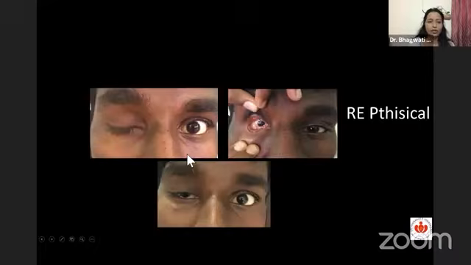This is another patient who is having a phthisical right eye. You can see the cornea is clear. So when we gave a shell to this patient, he was not able to tolerate that shell. And then we did an enucleation with implant in this patient. You can see the residual ptosis here after enucleation with implant, which was corrected later with a frontalis sling.